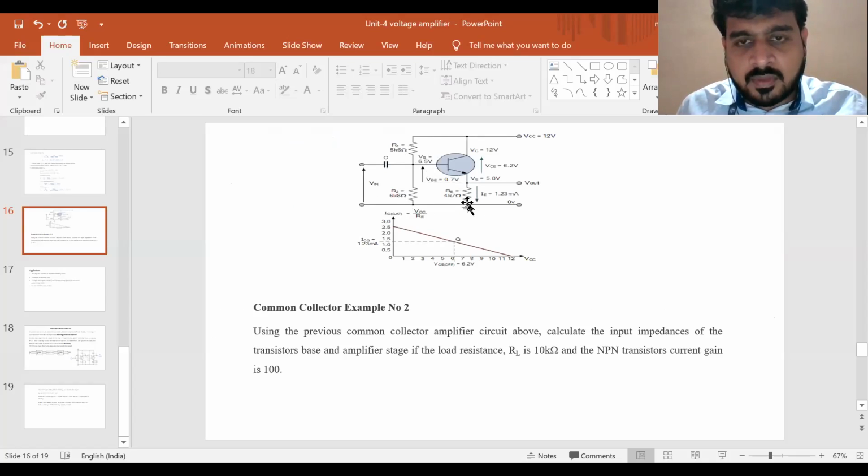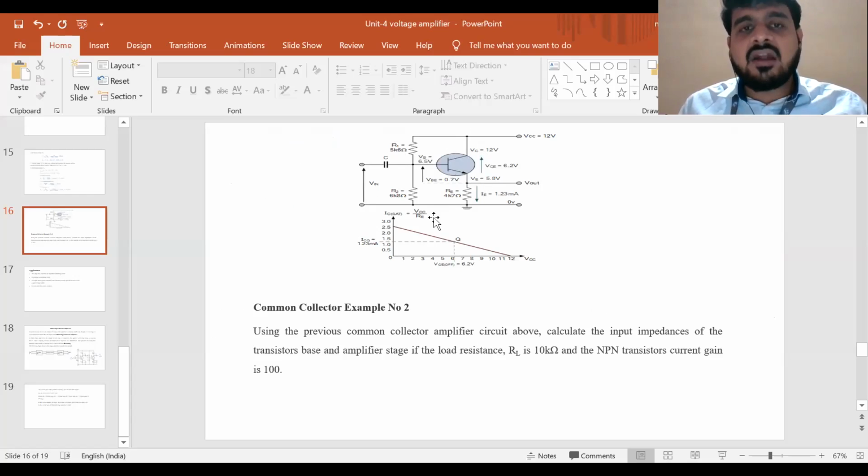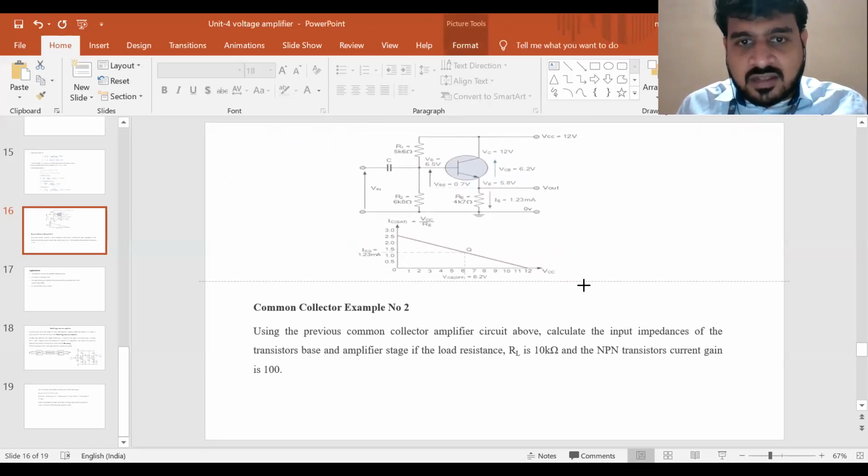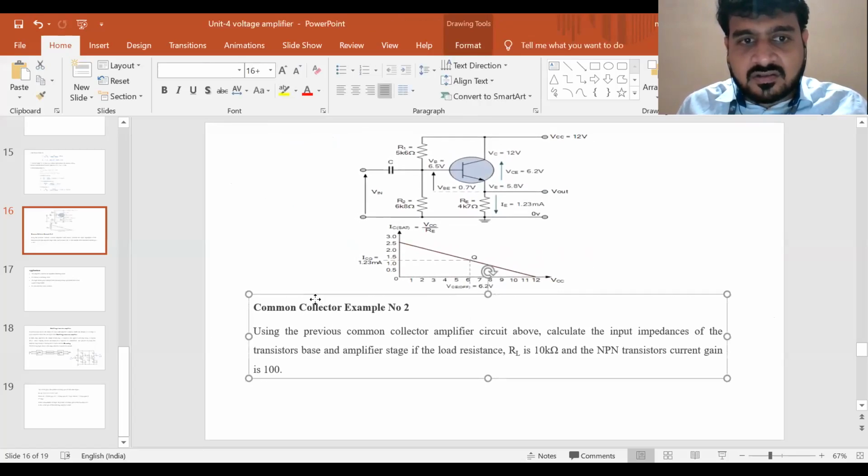From here I can find out what exactly my circuit diagram is and what is happening in my NPN CC common collector amplifier transistor. Now, I'll just enlarge that circuit.